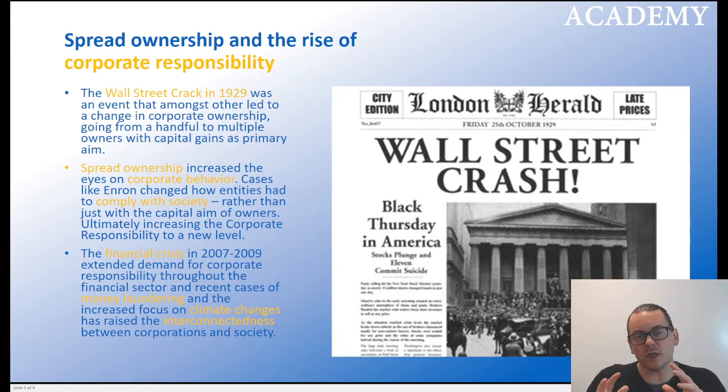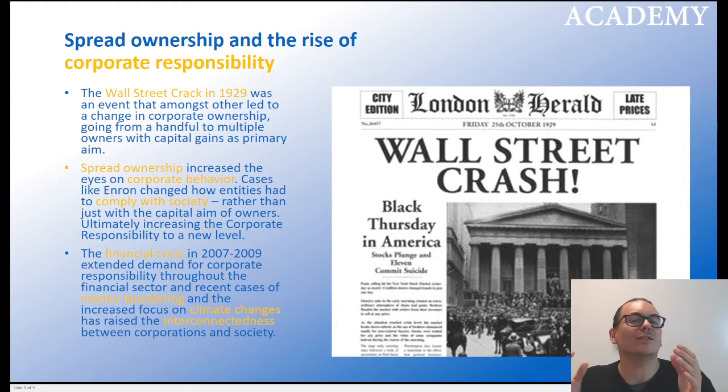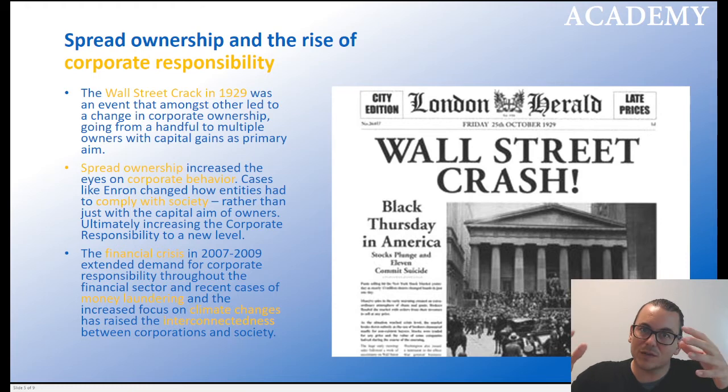This spread ownership had the effect that corporations suddenly had to behave according to the stakeholders, to the owners, and their demands. So instead of having owners who might be on the executive board themselves, and kind of running the business by themselves, we now had a dispersed ownership, which means that suddenly it wasn't the person who had to comply, but the company had to comply with the expectations of the owners. And with the dispersed ownership, that can somehow represent a more societal expectation.